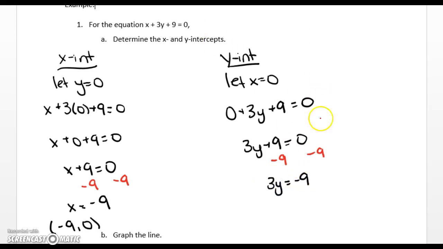Then we want to get y by itself. This here is multiplying 3, so we're going to divide by 3 on each side. So here we have y is equal to -3. And from that we come up with our coordinate of x is equal to 0 and y is equal to -3. So that's part A. Here we had to find those x and y intercepts. You have to let that opposite variable be 0 and then just put that into your equation and solve for that variable that you're looking for.